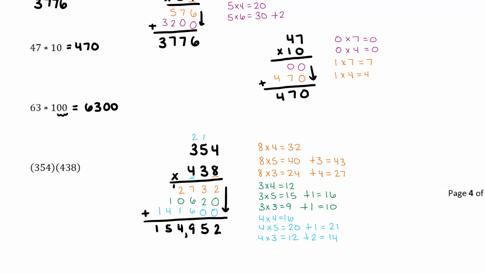So if I wanted to multiply 354 by 438, that would give me 154,952.